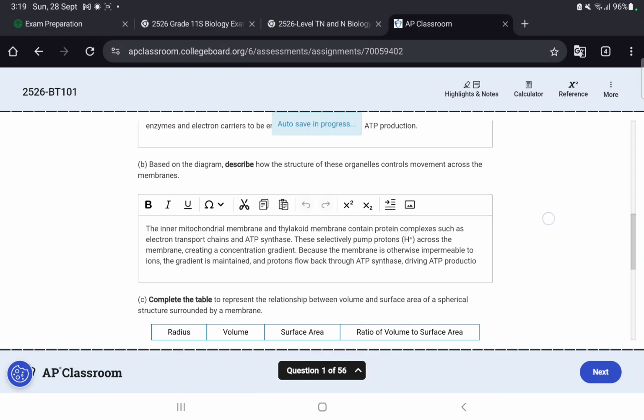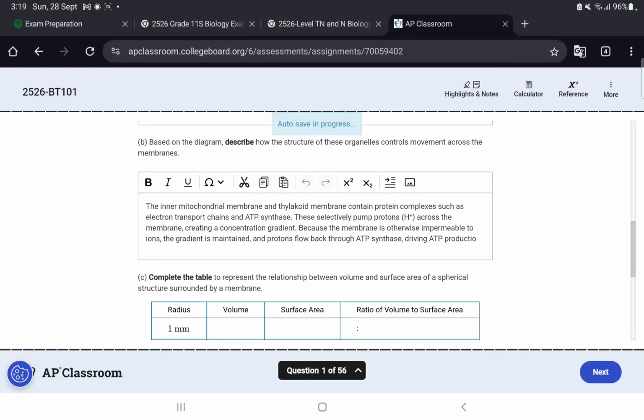Okay, so the inner mitochondrial membrane and thylakoid membrane contain protein complexes such as electron transport chains and ATP synthase. These selectively pump protons, H+, across the membrane, creating a concentration gradient, because the membrane is otherwise impermeable to ions. The gradient is maintained and protons flow back through ATP synthase, driving ATP production.